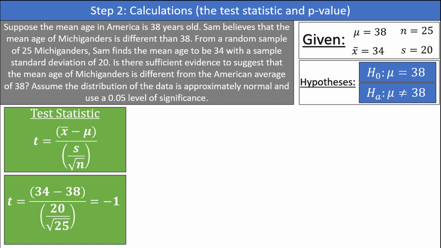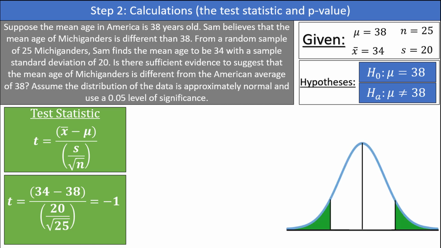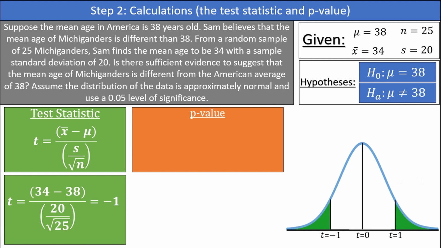We can draw the t-distribution, which we know is centered at t equals 0. Our calculated test statistic is t is equal to -1, but since we have a two-tailed test with a not equal to sign in the alternative hypothesis, we need to account for a corresponding t-score on the opposite side of the distribution, at t is equal to +1. The p-value is the combined area in both tails of the distribution.